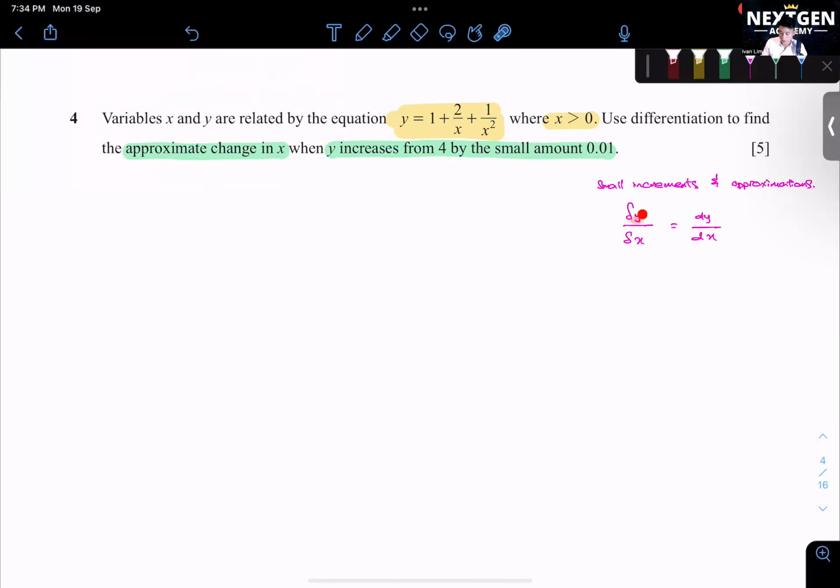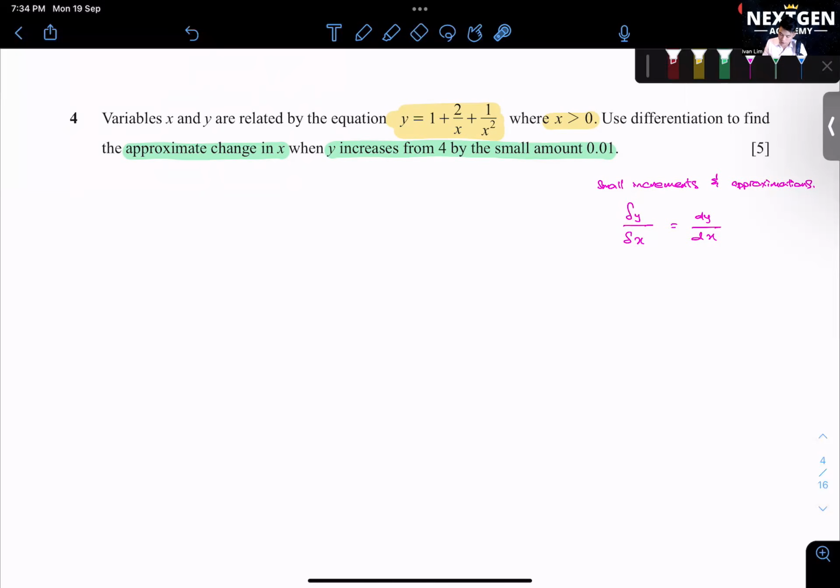We always write the entire thing because sometimes, in this case, they ask us to find delta x. This is not so common a question for approximate change. Typically, they will ask you to find delta y. So we cannot always assume that they are asking us to find delta y.